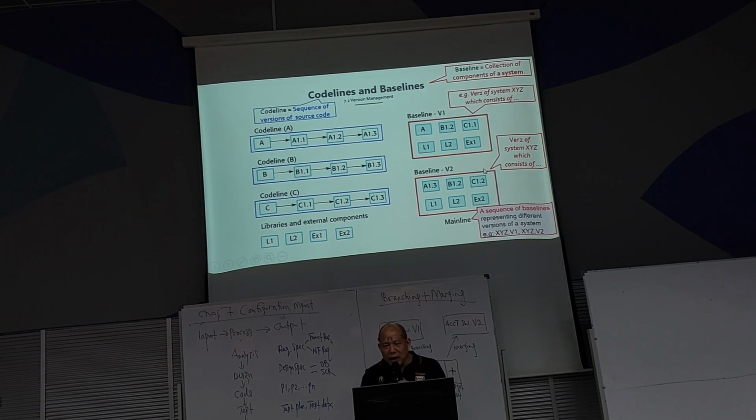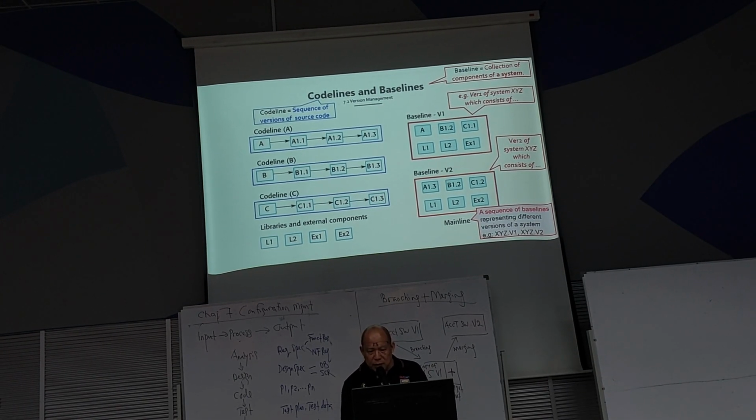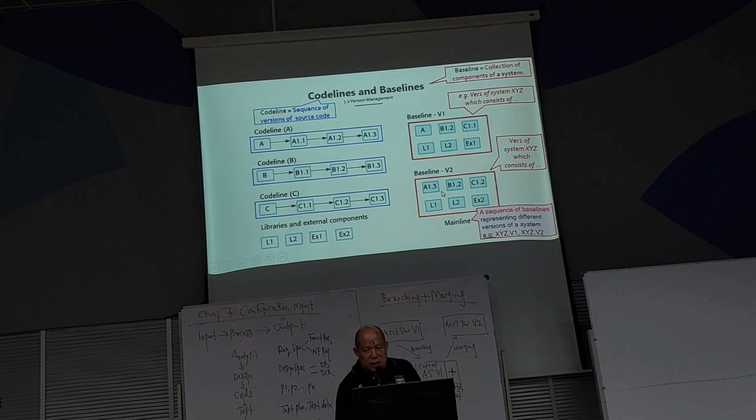Okay, so mainline is a sequence of baselines, representing different versions of a system. So mainline: system XYZ version 1, system XYZ version 2. This is mainline.